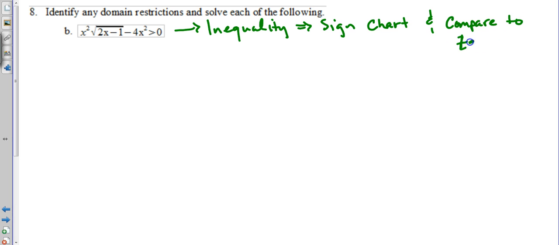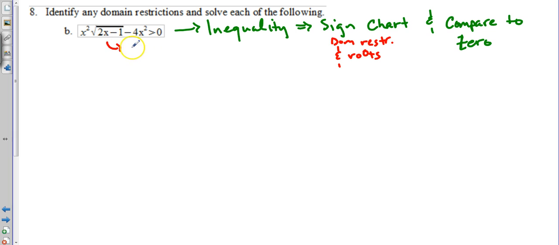All right, so our first approach, we're going to look at domain restrictions. We need to do a sign chart. Anytime you do a sign chart, you need to include domain restrictions and roots. Domain restrictions and roots.